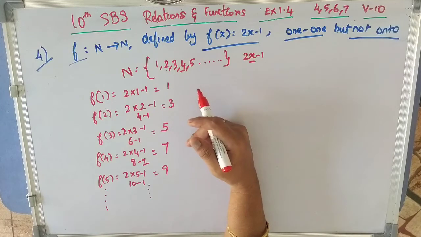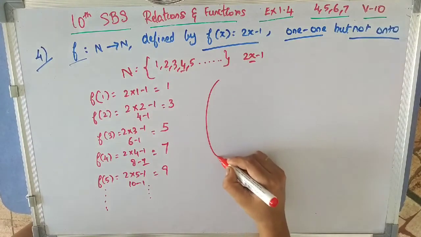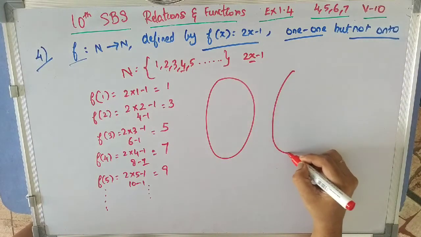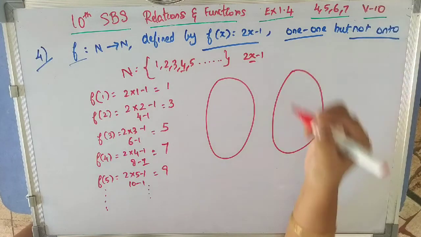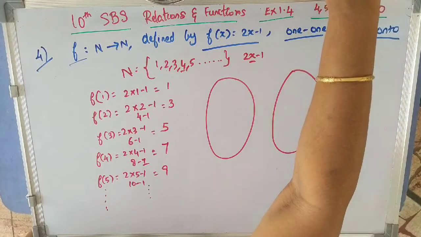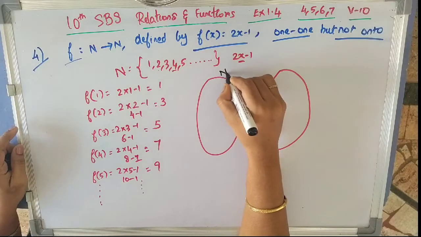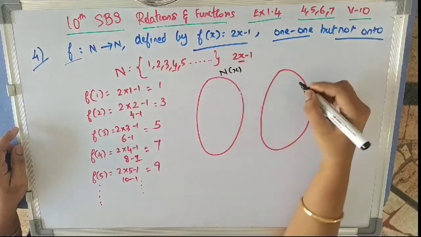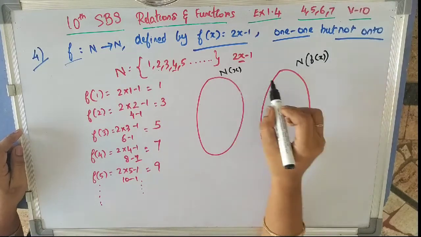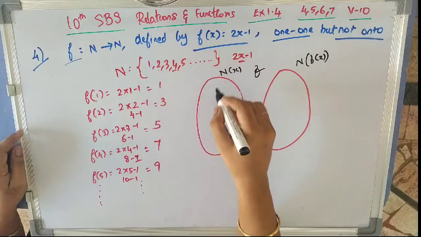Now we have to draw the arrow diagram representation for this to find whether it is a one-to-one function and not an onto function. Okay? Now, what does the first circle represent? It is x. Both the circles are natural numbers. The first one is x and the second one is f of x.